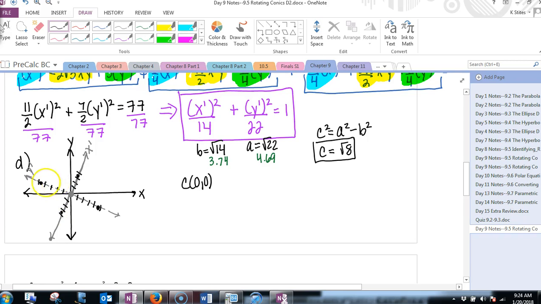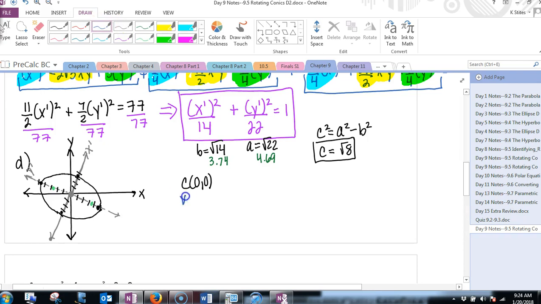All right, and then this is an ellipse, so now we will just connect those. Okay, and don't forget about your foci, root 8, and that's going to be in the y prime direction because the foci are always on the major axis. So that's here and here. Okay. So now we just have to list everything else.